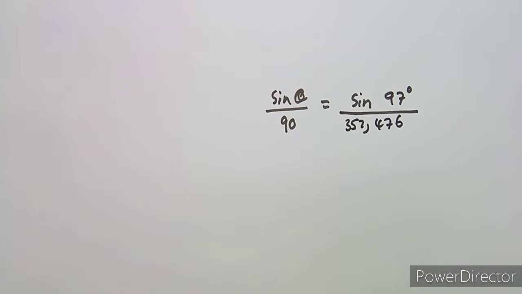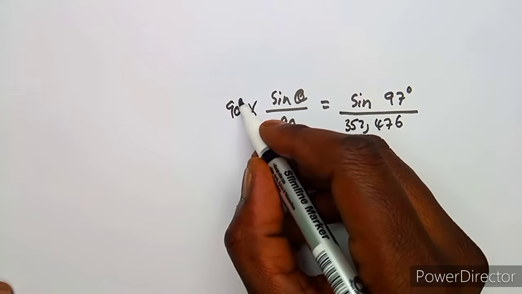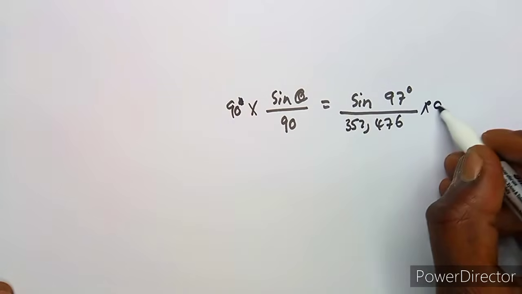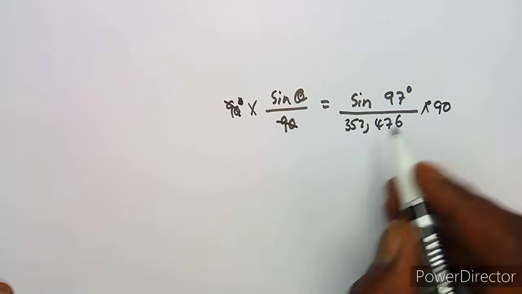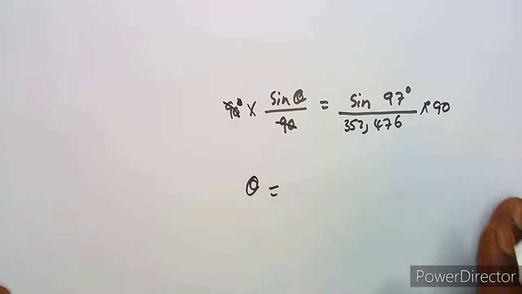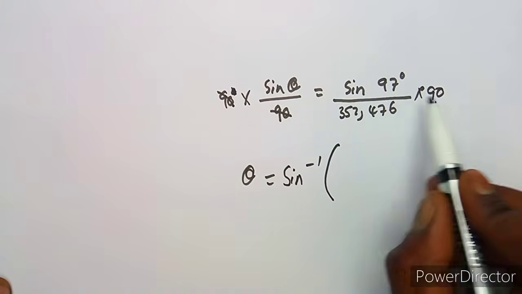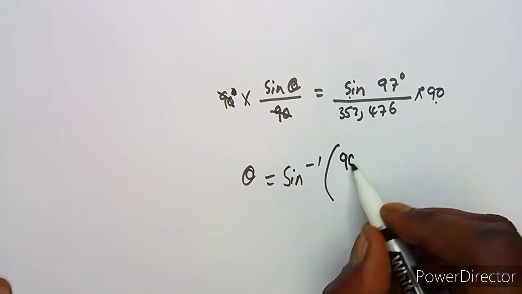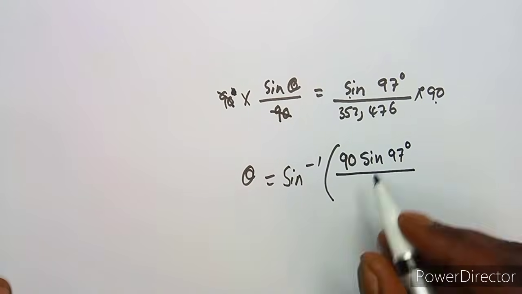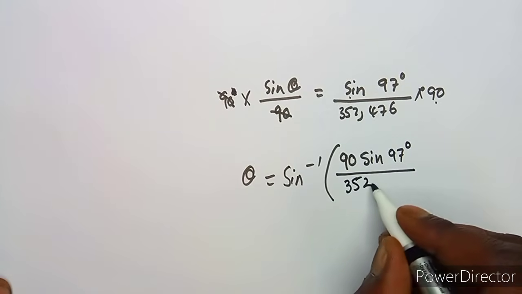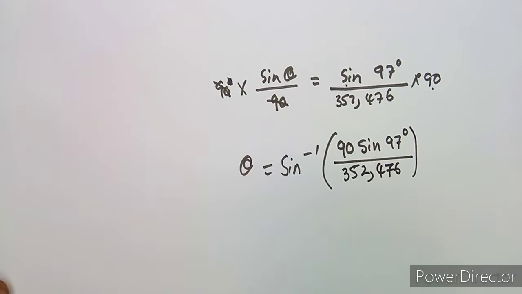So play around this to find your theta, multiply by 90 both sides. This is just 90, sorry, multiply by 90, so this is gonna cancel. So sine theta is going to be equal to this, so definitely theta is going to be arc sine of 90 times this is going to be 90 sine 97 degrees over 352,476. All right, so that is going to be your theta.